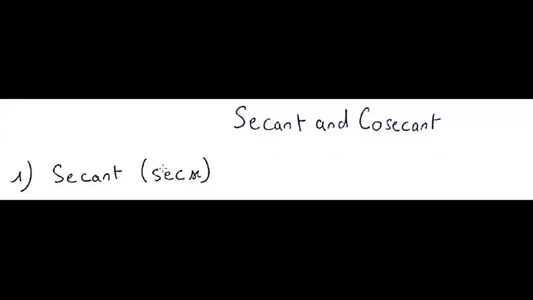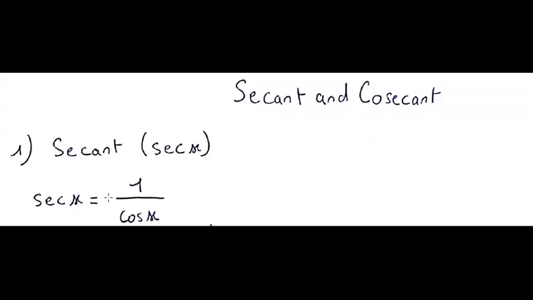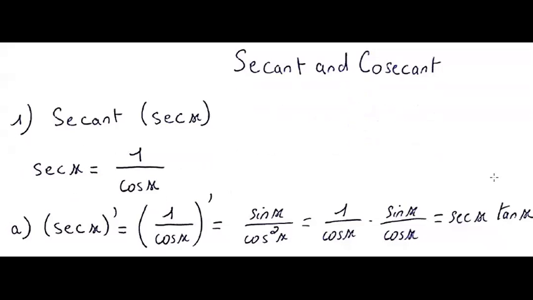Secant, which is abbreviated as sec, and we read it secant of x. What is secant? Secant is defined as 1 over cosine, so it's the reciprocal of cosine. Let's start with the derivative of secant.